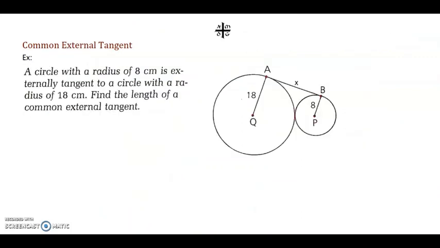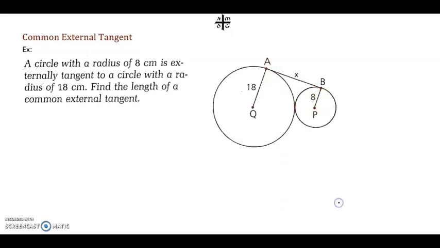To solve a common external tangent, we are given a circle with radius 8 is externally tangent to a circle with radius 18. Find the length of the common external tangent, again labeled AB. They've drawn both radii in for me as well as the external tangent. What I'm going to start with is the rectangle again. So I'm going to connect so that I have a rectangle here. Then I know that these two sides are congruent, so that's 8. And if the whole thing is 18, that makes that part 10.